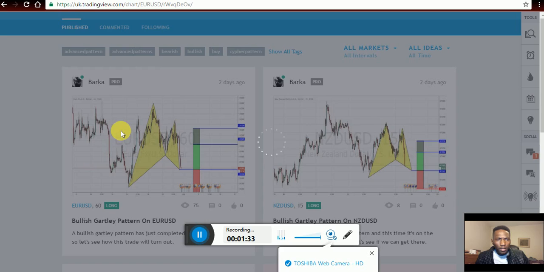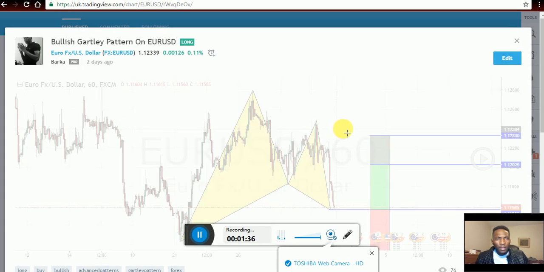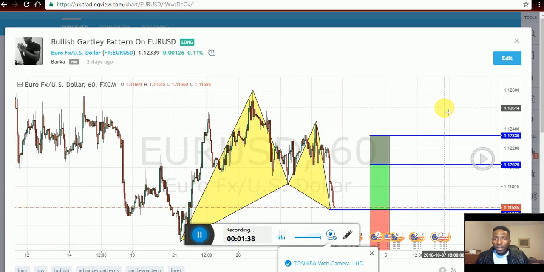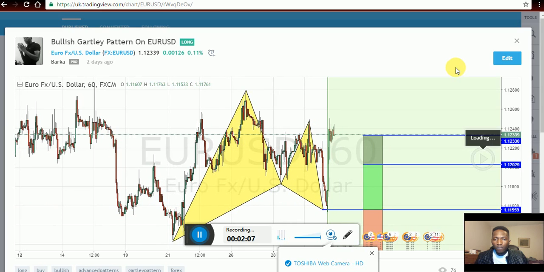This was a trade I took on Friday. The euro dollar was a Gartley pattern, and this is the beauty of Tradingview. This is one of the reasons why I like Tradingview: once you post an idea, it freezes your chart. So when you come back later and click on the play button, it shows you what actually happens after you've made the prediction, whether your prediction was right or wrong. So let me click on that play button and you guys can see what happens. This was the bullish Gartley pattern trade that I took, just taking a second to load. Yeah, so there it is.